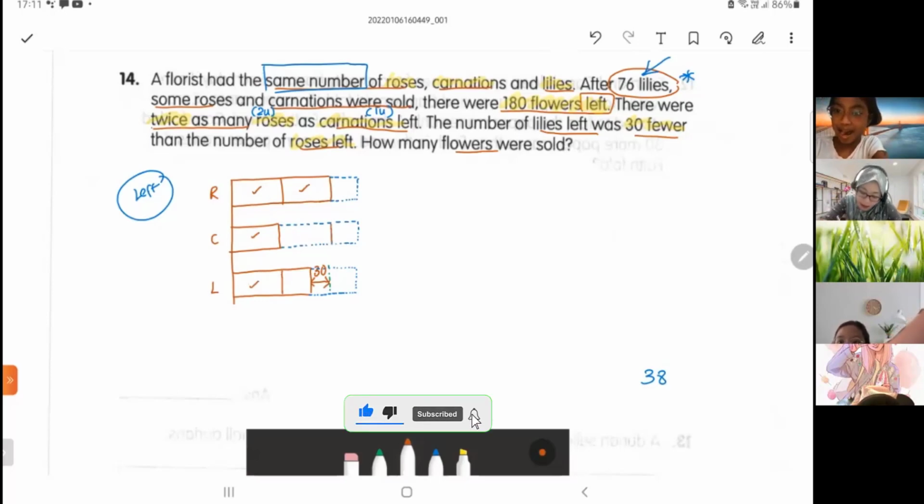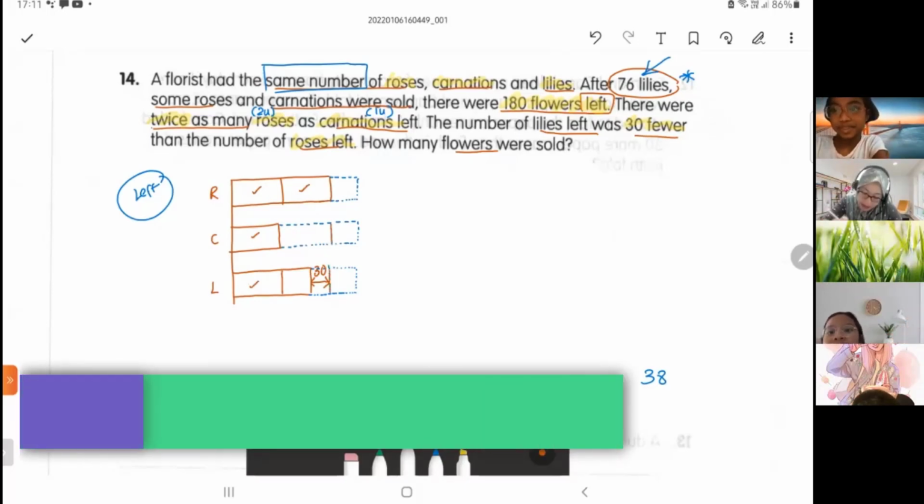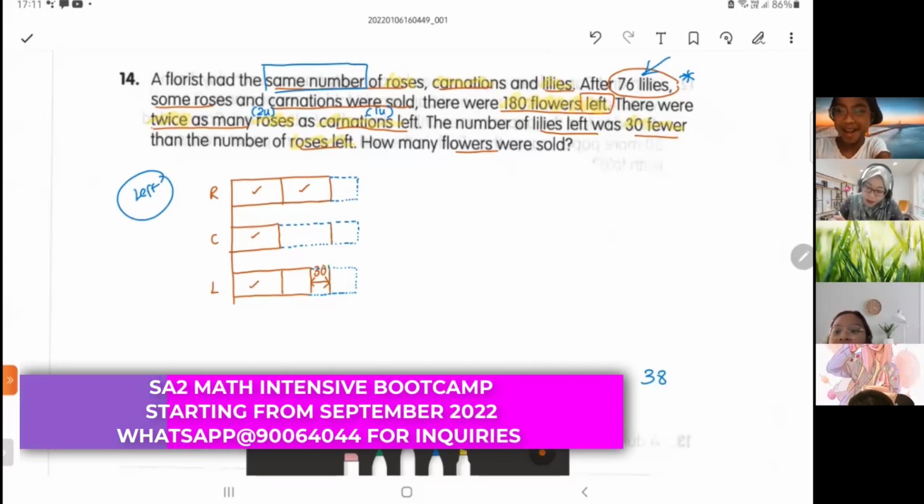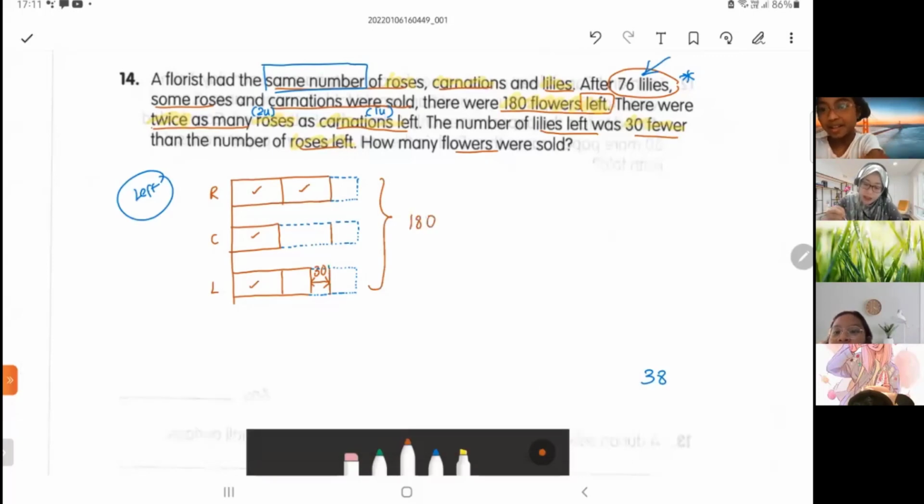Yes. And then up till here is another equal part. Okay. And then my total is 180. Now they say that after 76 lilies were sold, so I can tell that this part here is 76, because the sold is the blue color. Sold are the blue color part.